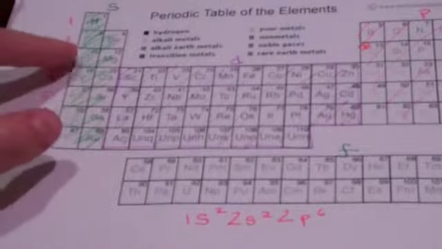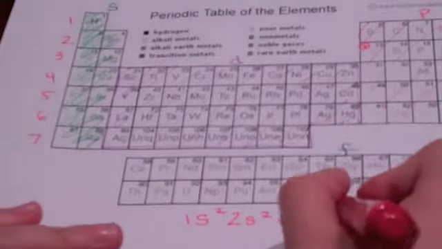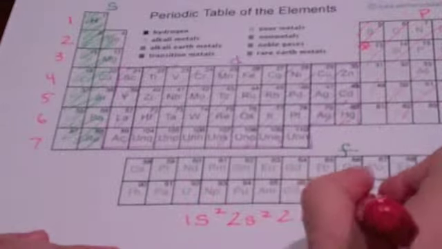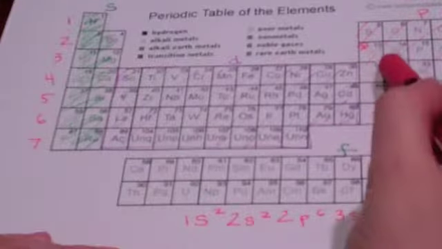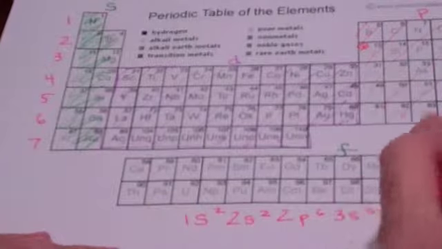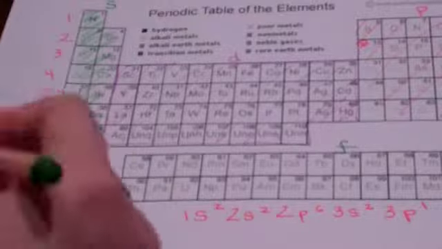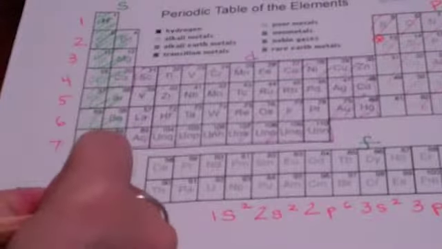Now I'm in my third row right here, and that's 3s. I've got 1, 2, so it'll be 3s2. And finally I hit aluminum. So that's going to be 3p, and I've got 1 electron in my p. Alright, and I'm done. Okay, so that was a review of your electron configuration. So that's your electron configuration of aluminum.